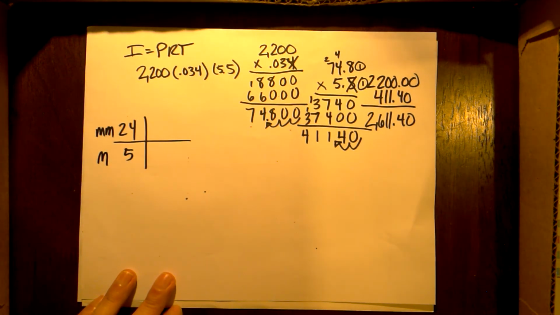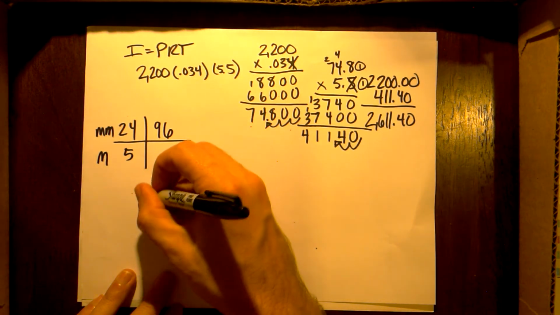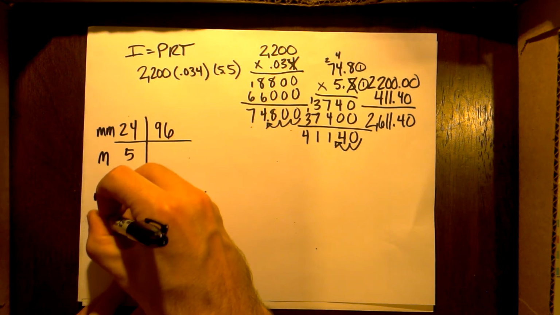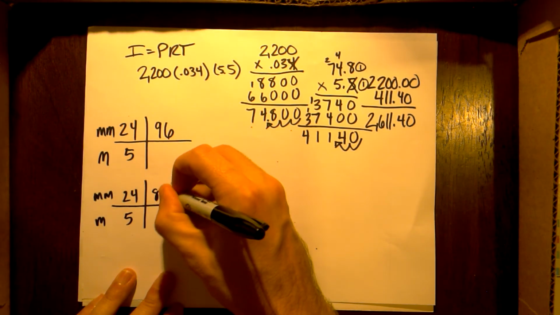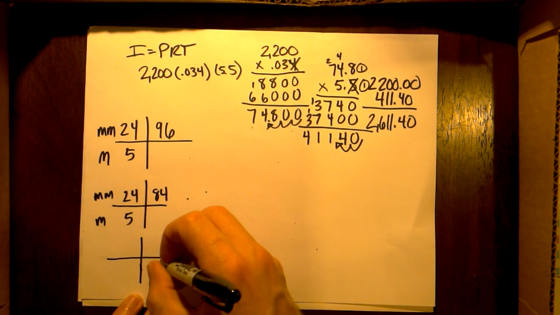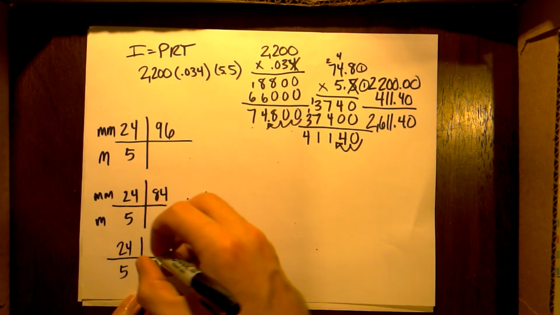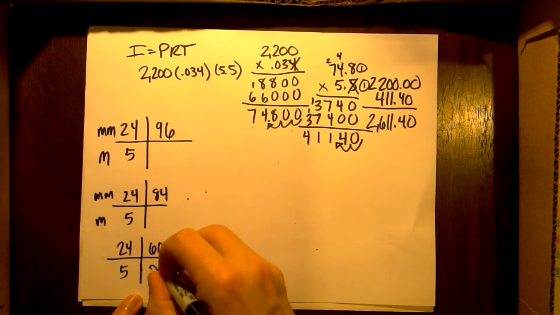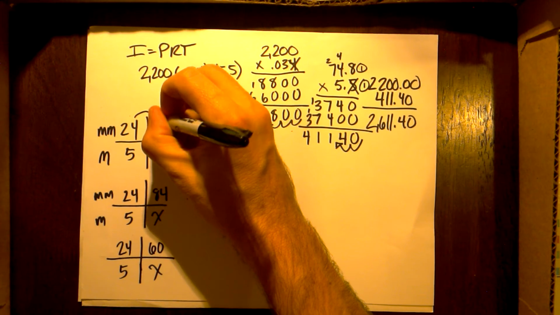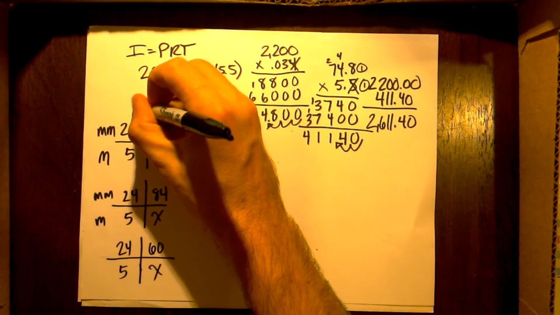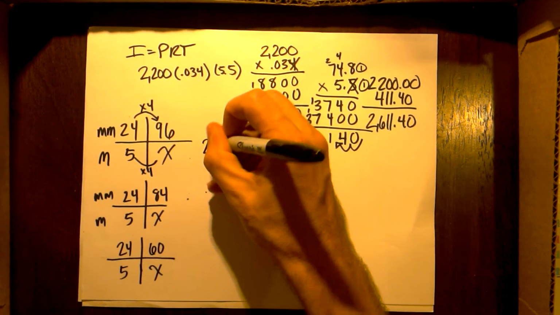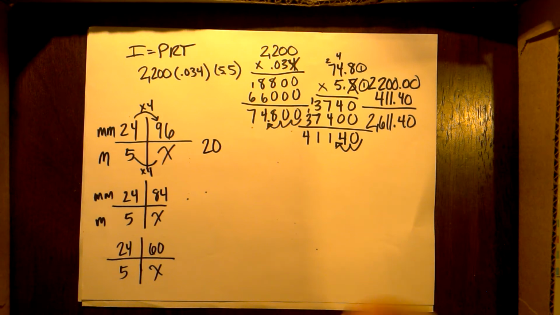That's my scale factor. The first one is 96 over 24, 5 millimeters in meters. The second is 84, and the third side would be 24, 5, and 60, X, X, X. For the first one, lucky for you guys, I know that 24 times 4 is 96. So 5 times 4 is 20. So 20 is one of my answers. I need to find the other 2 answers.